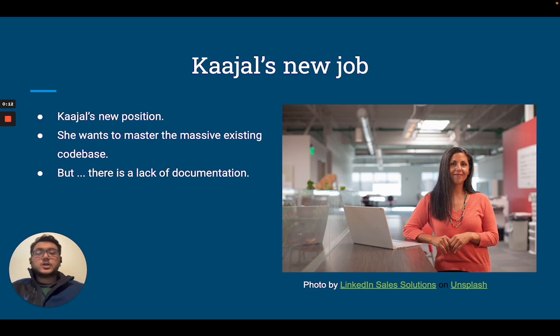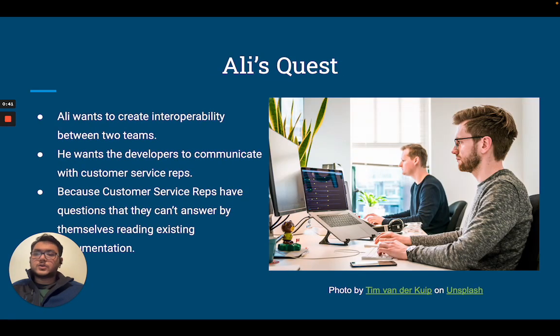Kajul's new job. She got a new job, she's happy, she's excited, but there's a massive code base that needs to be maintained at her workplace and there's really no documentation for it. So now every time she gets stuck on a problem, she spends hours trying to solve it, and some of the senior team members just can't help her out because they're also busy with their own problems. So until they free up, she's just pretty much stuck there and she's not really as productive as she could be. Well, what about other situations?